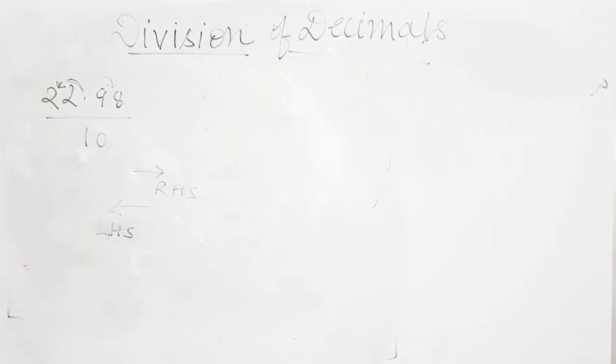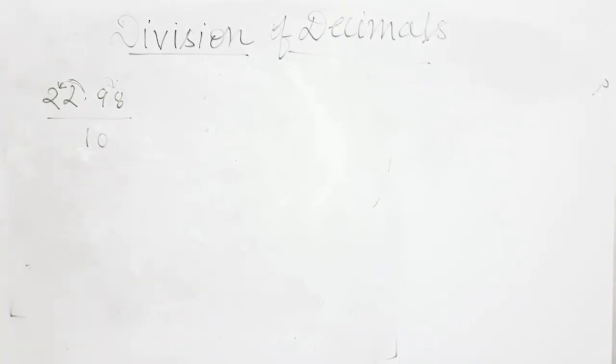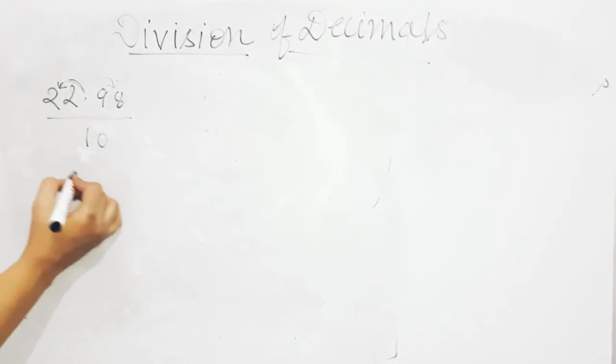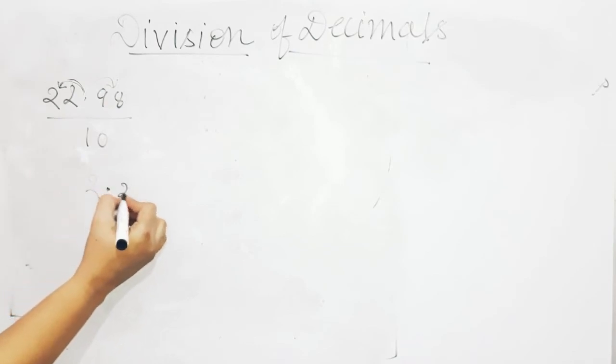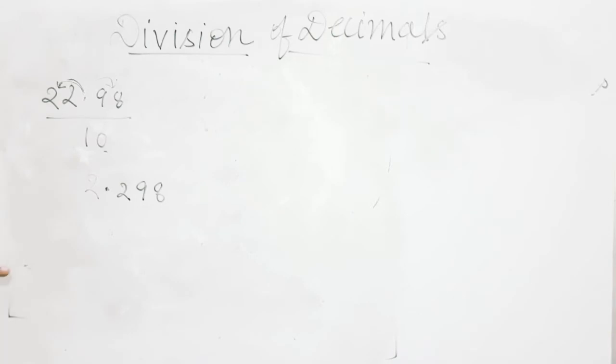Okay students, so here in division the decimal point will shift to the left hand side. That means here it will be 2.298, because there was only one 0, so it shifted one place to the left hand side. Taking one more example, another multiple of 10 from the same example.